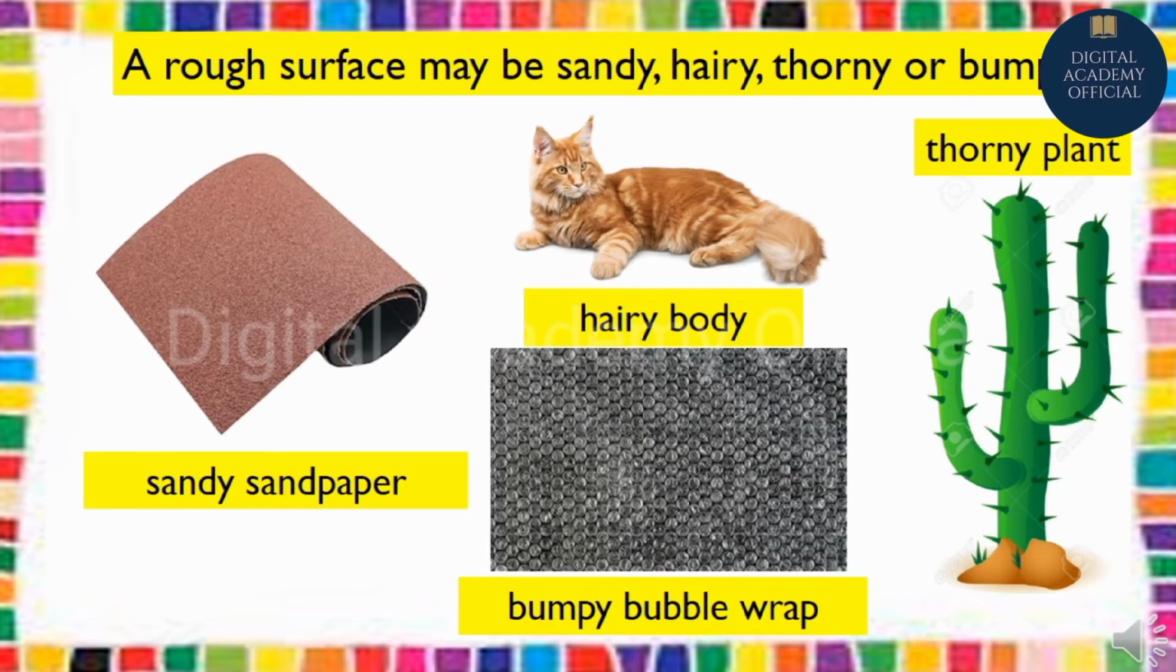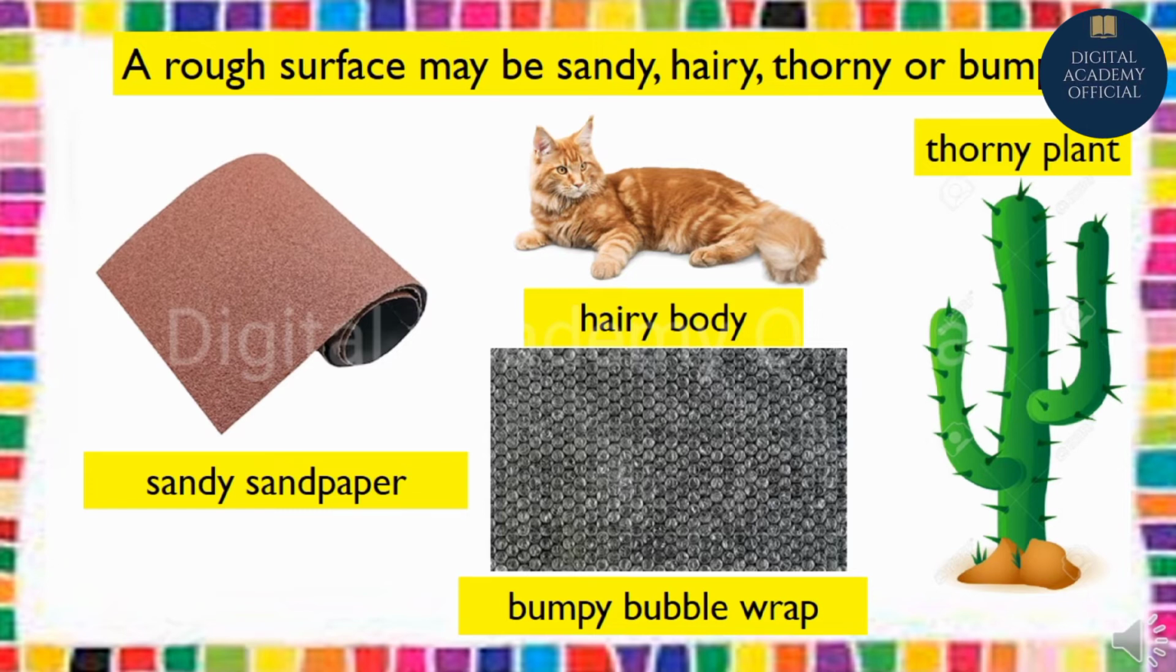So we spoke about rough surfaces earlier. Do you know, students, that the rough surfaces can be of many types? For example, sandy, hairy, thorny, or bumpy. Have you ever seen a sandpaper which is used to scrape the wall before it is painted? How rough is that? A bubble wrap, which we all love to burst. The bumpy bubble wrap. When you touch it, it is all bumpy, right?